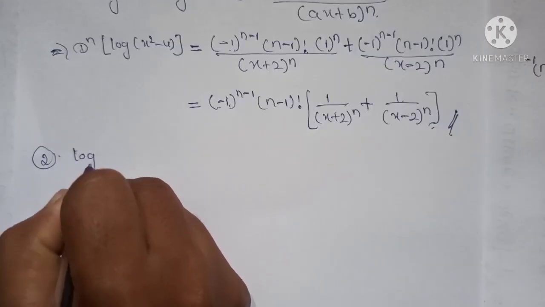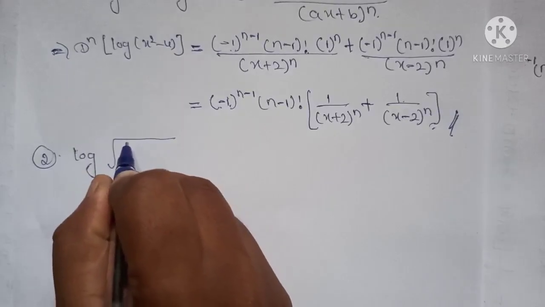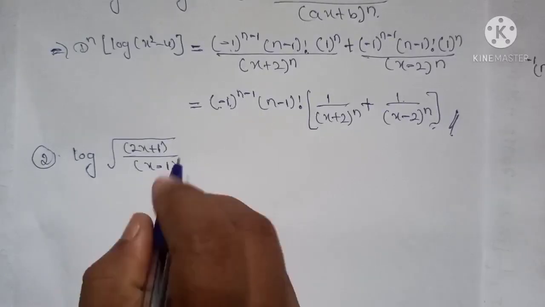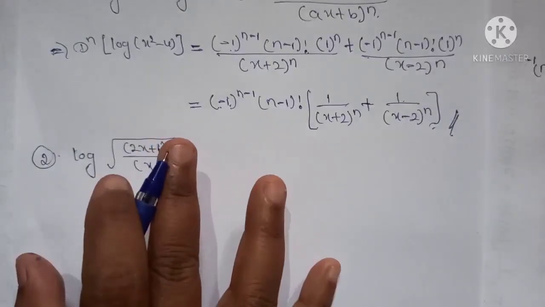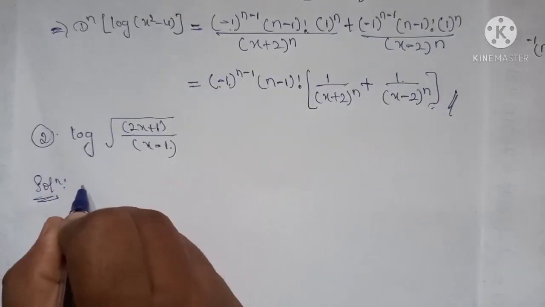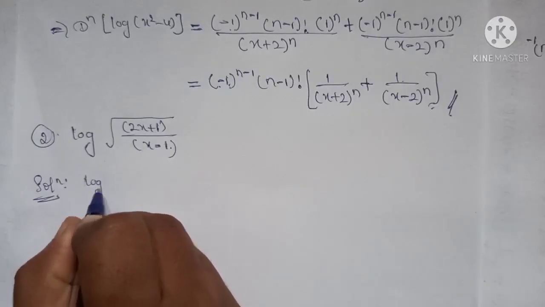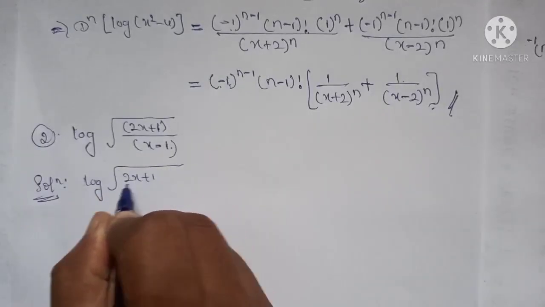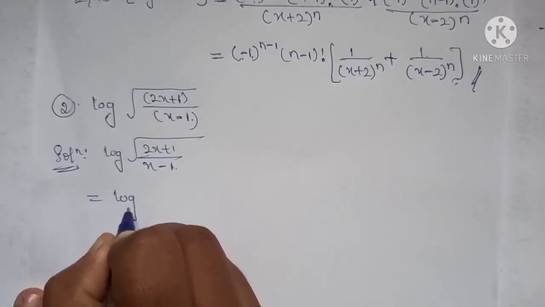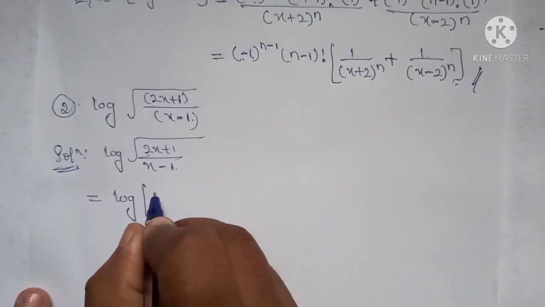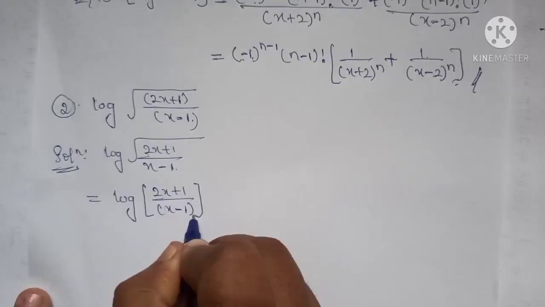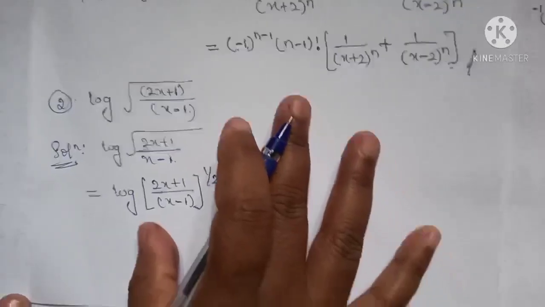Second one, log of square root of 2x plus 1 divided by x minus 1. Again first we have to express this in the form of log of ax plus b, then we apply the formula. Solution. Here we can write the given function as log of the square root of 2x plus 1 divided by x minus 1. This can be written as log of 2x plus 1 divided by x minus 1 whole power 1 by 2, because root can be written as power 1 by 2.